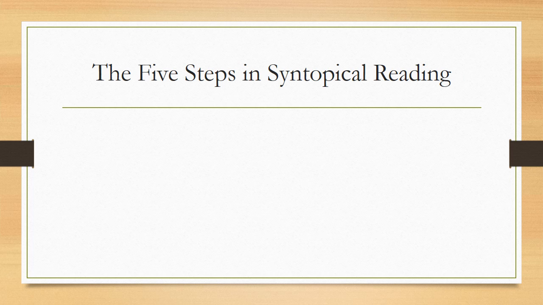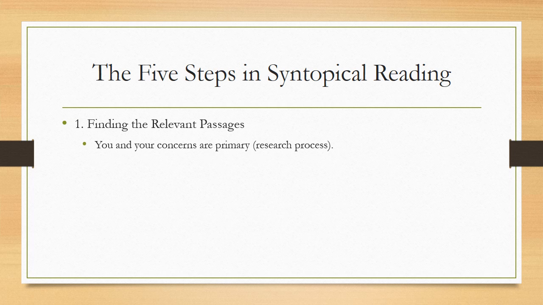Right, so these are the 5 steps in syntopical reading. The first one is finding the relevant passages, so the relevant quotes from what you're reading. You and your concerns are primary. This is what I just talked about. When you read a book, it's important to find the best quotes, right? That was level 3, analytical reading. But when you're reading a book at level 3, you're reading it to understand its meaning. So there you'd be choosing which quotes are most important to the author.